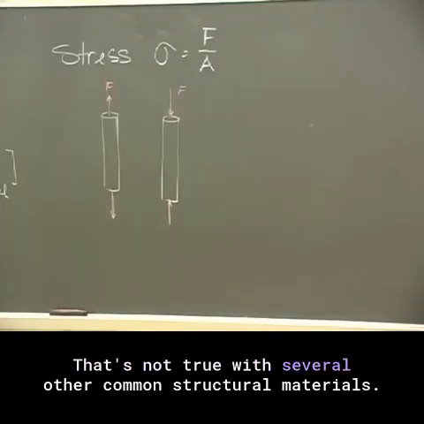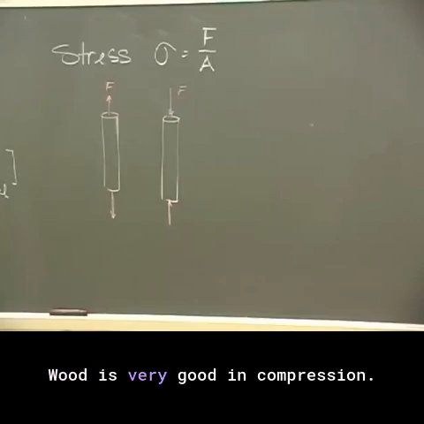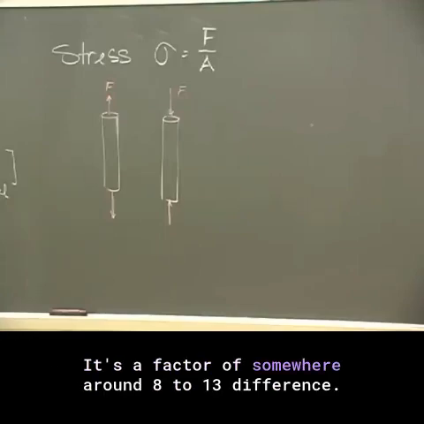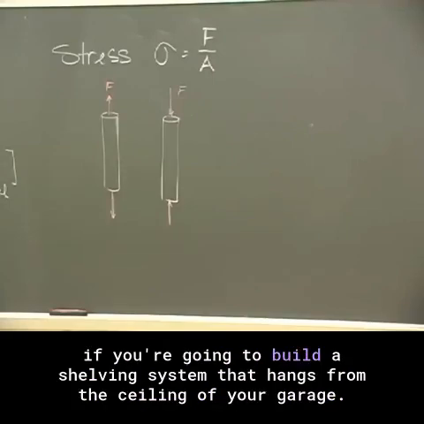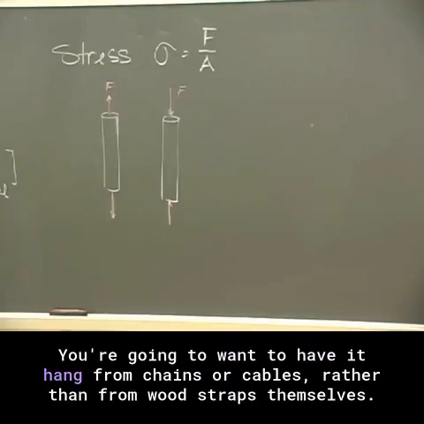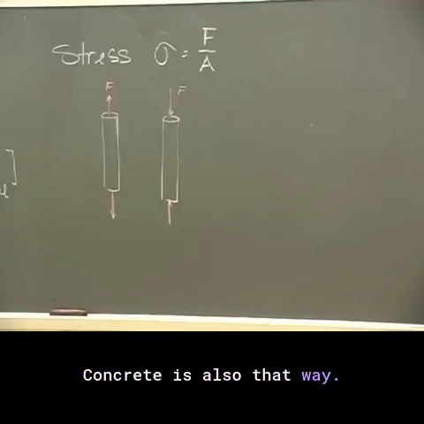That's not true with several other common structural materials. For example, wood. Wood is very good in compression. It's terrible in tension. It's a factor of somewhere around 8 to 13 difference. If you're building something, you typically don't want to hang it with wood structural members. If you're going to build a shelving system that hangs from the ceiling of your garage, you're going to want to have it hang from chains or cables rather than from wood straps themselves. Concrete is also that way. Very good in compression, not very good in tension.